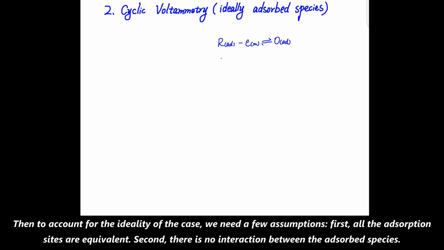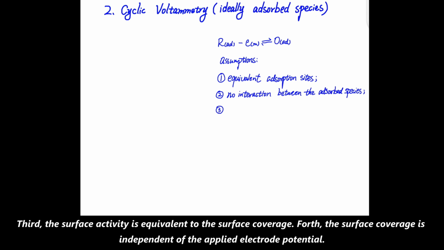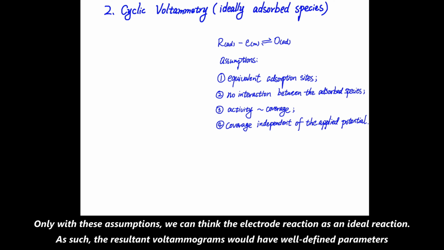Then to account for the ideality of the case, we need a few assumptions. First, all the adsorption sites are equivalent. Second, there are no interactions between the adsorbed species. Third, the surface activity is equivalent to the surface coverage. And fourth, the surface coverage is independent of the applied electrode potential. Only with these assumptions can we think of the electrode reaction as an ideal reaction.